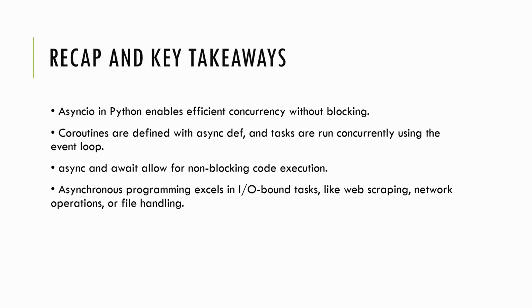To recap, asyncio helps us manage concurrency in Python by using coroutines and an event loop. Coroutines are defined with async def, and we use await to pause execution until another task completes. Asynchronous programming is ideal for I/O-bound tasks, where it helps us handle multiple tasks concurrently without blocking. This approach allows us to write more efficient, responsive and scalable programs, especially when dealing with tasks that involve waiting, such as network operations or file I/O.